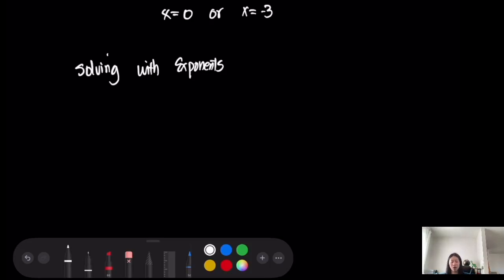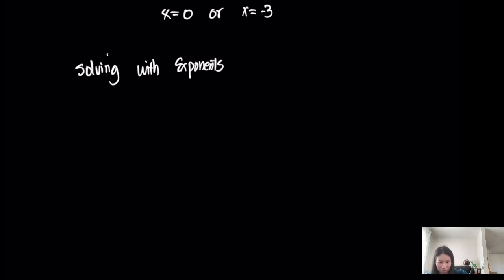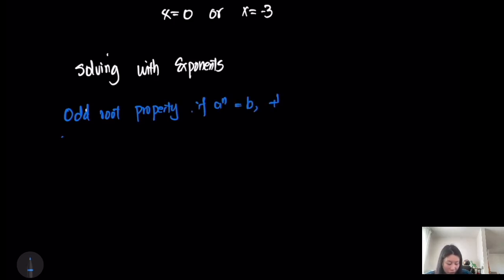Hello, so in this video I'm going to talk about how to solve equations with exponents. First we have the odd root property. That means if a to the n equals b, then a equals the nth root of b when n is an odd number.